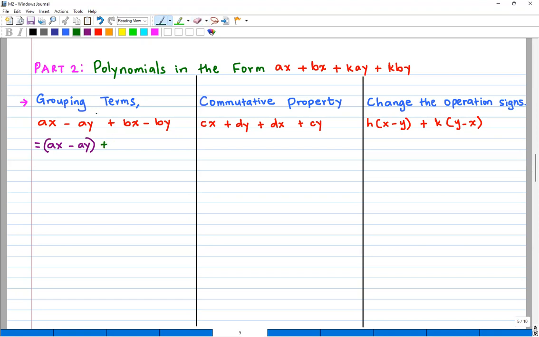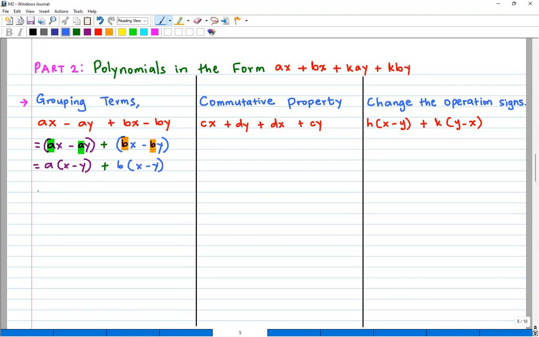Let's say plus bx minus by. Now we begin with this part. You see that the GCF is a, because you have a here and a here. So we write it as a into x minus y. Now we go to the blue part. For the blue part, the GCF is b, because you have b here and b here. So we write it as b into x minus y.